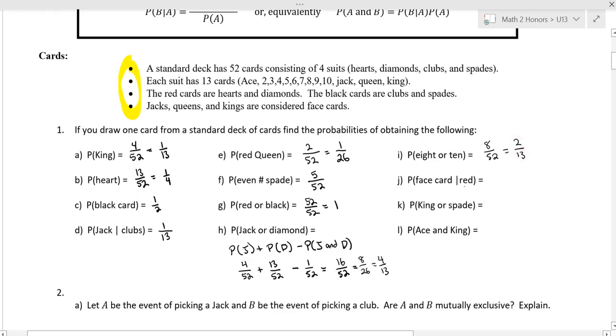Face card given red. So how many red cards are there? Well, half the deck is red, either hearts or diamonds. And out of the red cards only, how many are face cards? So we got the jack, the queen, and the king are face cards of each suit. So that's 6 out of 26, which is 3 out of 13.